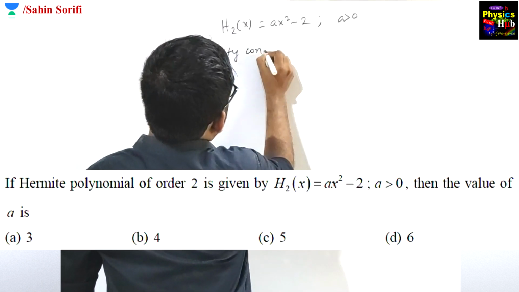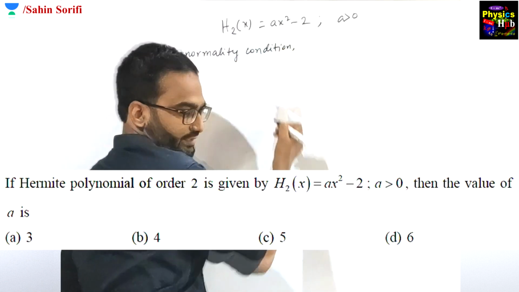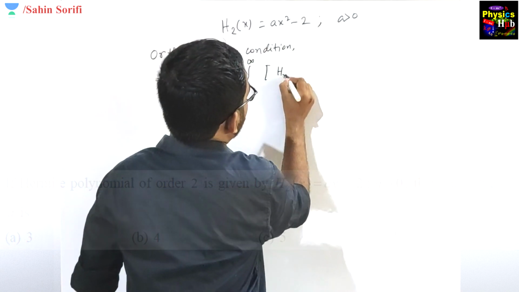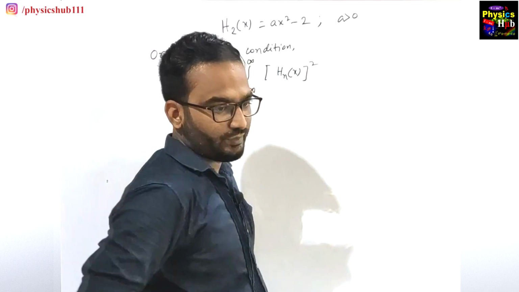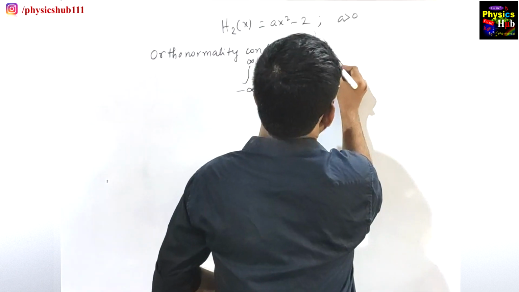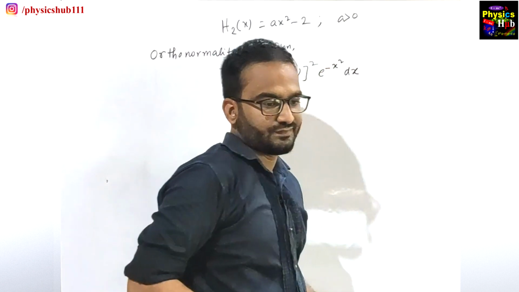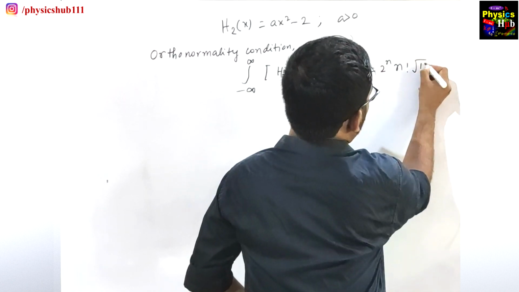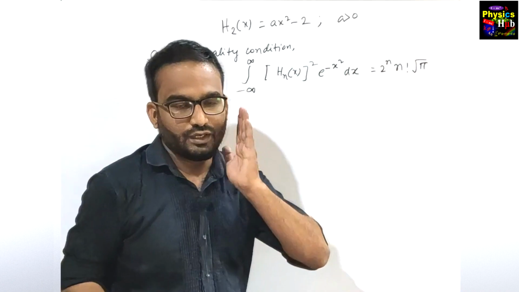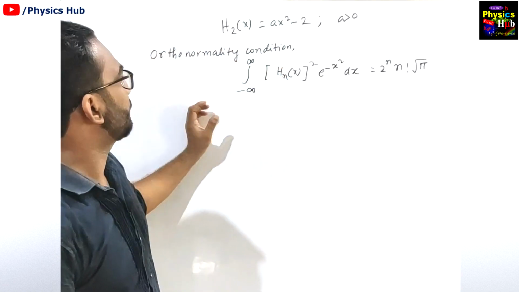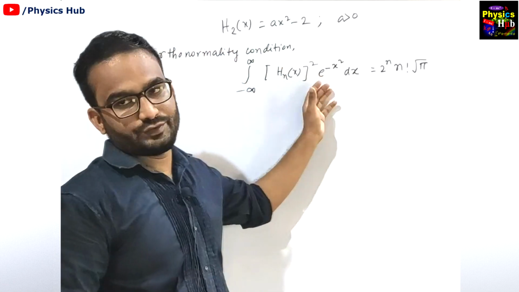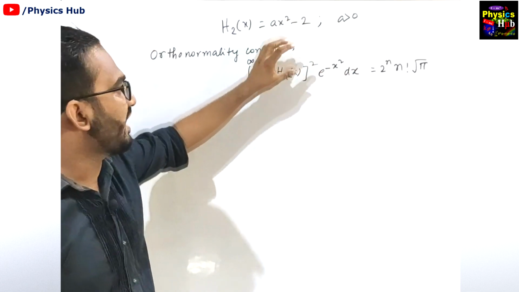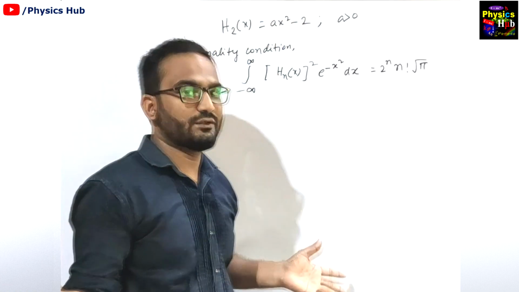The orthonormality condition for the Hermite polynomial is given by the integral from minus infinity to plus infinity of h n of x whole square, e to the power minus x square dx, equals 2 to the power n into n factorial root over pi. Now what will you do? We will put n equals 2 directly into this formula and see what we get, and then match this with the given expression and get the value of a.